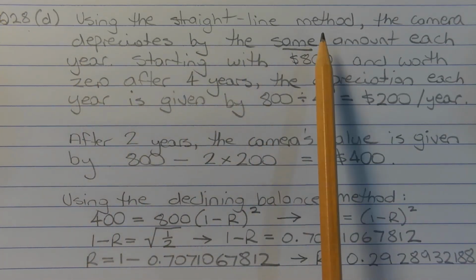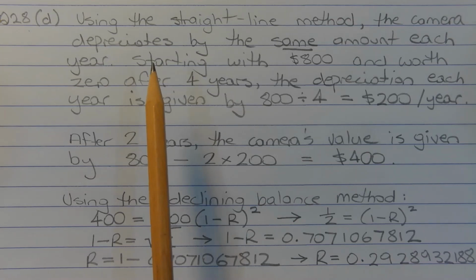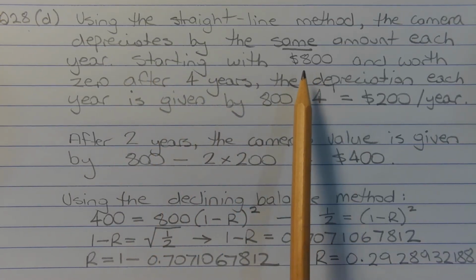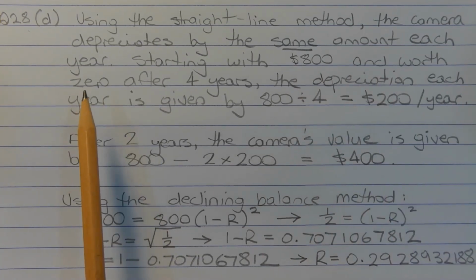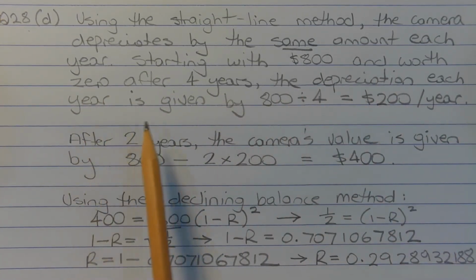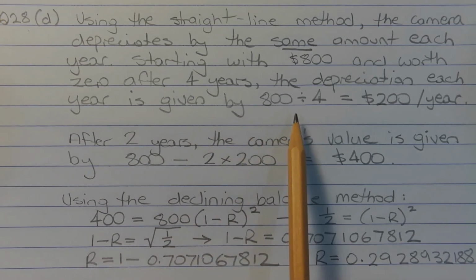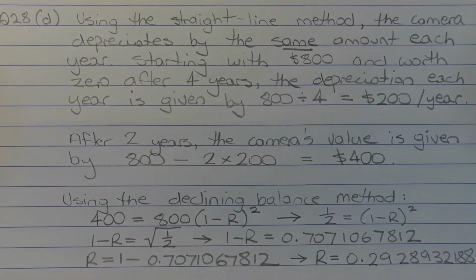Using the straight line method, the camera depreciates by the same amount each year. Starting with $800, which represents the original purchase price or the original value of the camera, and worth 0 after 4 years, the depreciation each year is given by 800 divided by 4, which equals $200 per year.